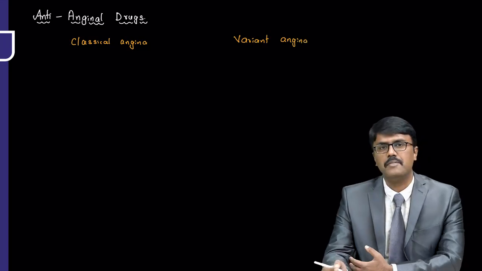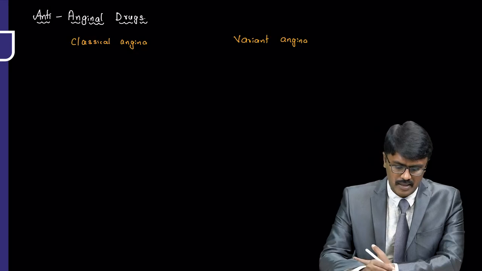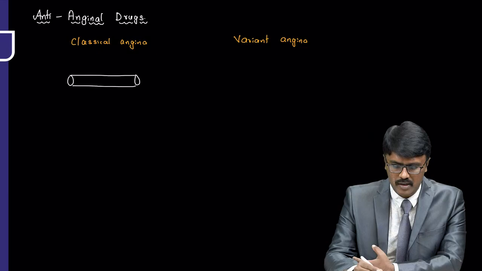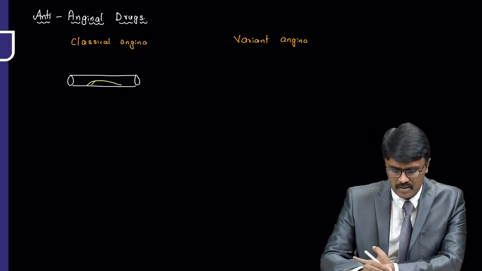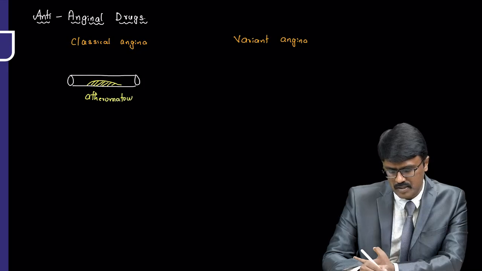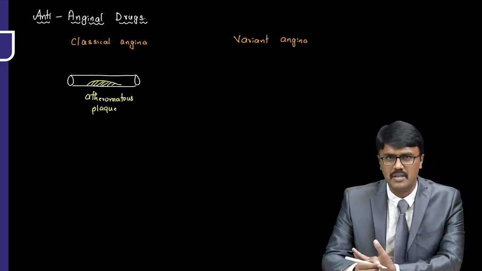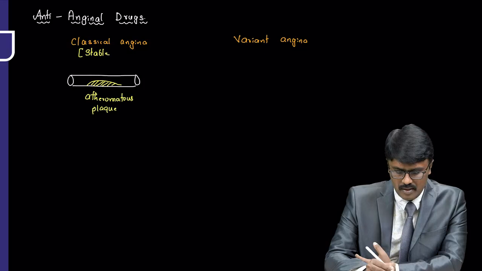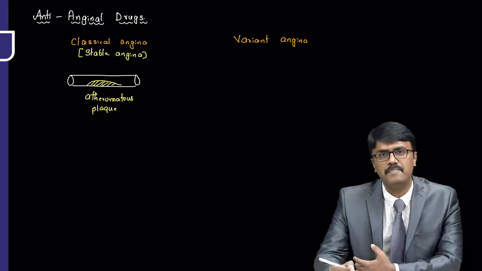So the variant angina. What is the problem in classical angina? The problem, what I am writing, is in the coronary artery. This is the coronary artery. On the coronary artery, we have a plaque, and that is the atheromatous plaque. So this plaque is called atheromatous plaque. Now, since the plaque or the obstruction is stable, it is also called stable angina.